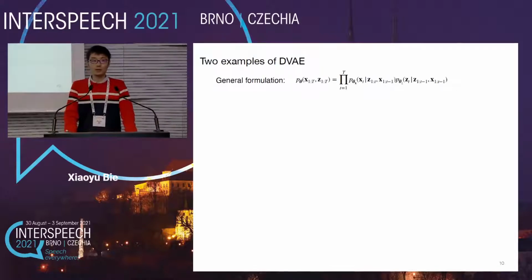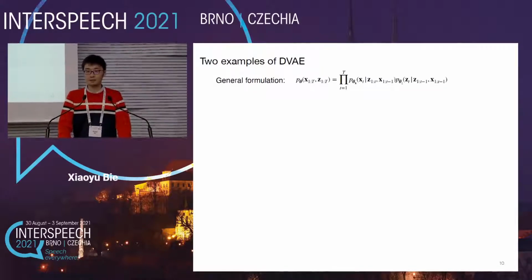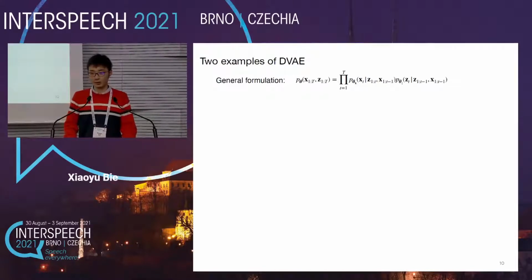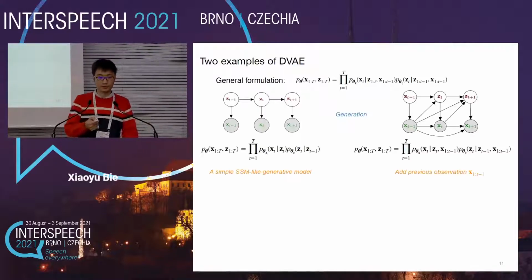Then we will give two examples of the DVAE with more details. So let me start with the general formulation of the generative function. So it's the complete DVAE generative function. Then we give some simplifications.